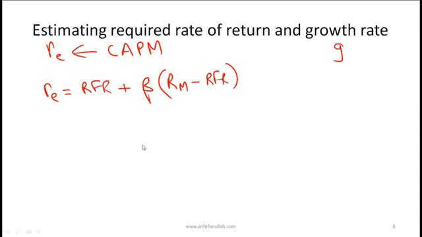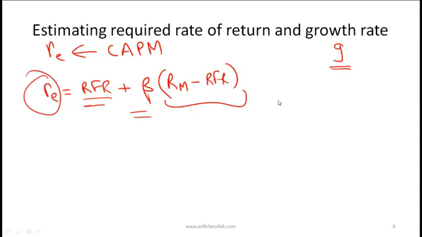And you've seen this before. So if you are given the risk-free rate, the beta, and the market risk premium, then you should be able to calculate the required return, and that required return is what you use in all the previous calculations. So that's the rate at which you discount future cash flows.